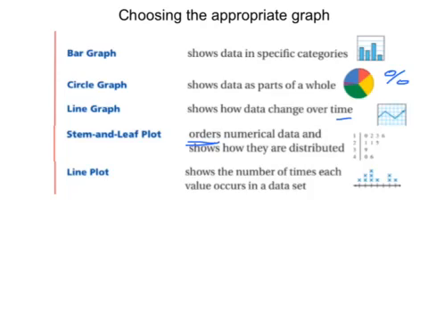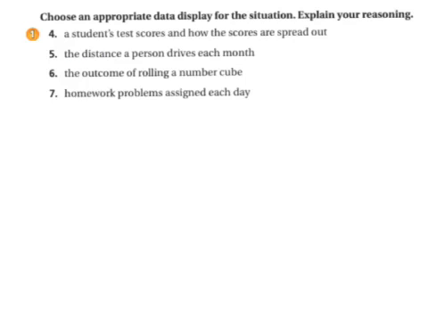And line plots. Line plots are really good whenever you have something that occurs more than once in data and you're trying to figure out the mode. This would be a great time to use a line plot because it shows you which one occurs most. Use this knowledge now and try some examples.